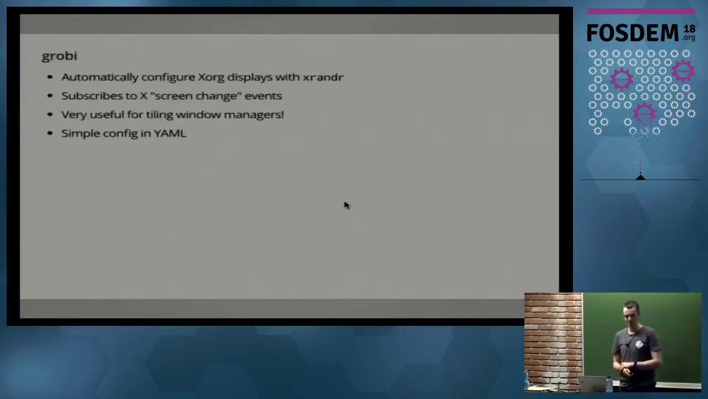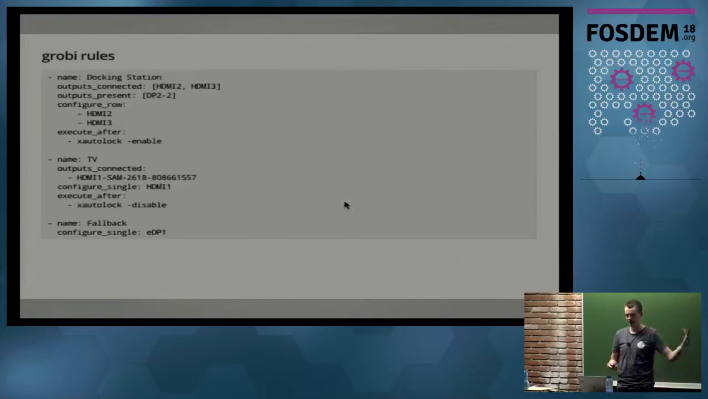So I wrote a small Go tool for that, which automates calling xrandr, subscribes to screen change events, so you don't need to call it in a loop or so. And it has a simple configuration in YAML. For example, there I have a rule called docking station. I'm selecting this rule based on the connected and present outputs.